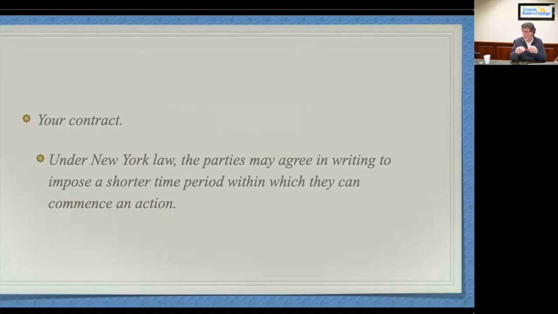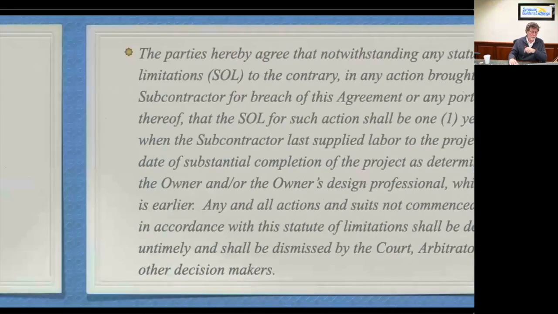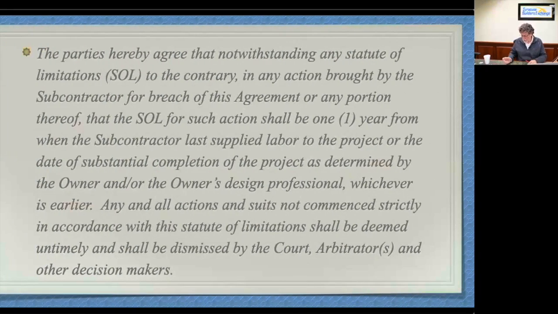Okay. So whoever you are in the pecking order, general, prime, sub, vendor, look at your contract. Look for a statute of limitations, because these are enforceable. If you miss it, the party's over. You're done. Okay. You're done. Here on page 21 is an example of what one of these can look like. I'm going to keep going. You can look back to that. It's on page 21. If you want to borrow that language, you're welcome to do that.